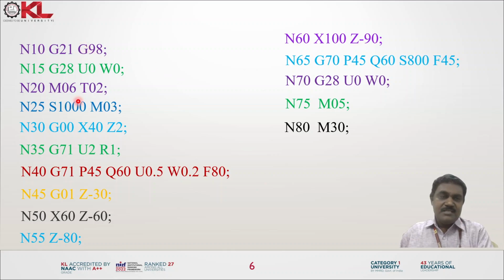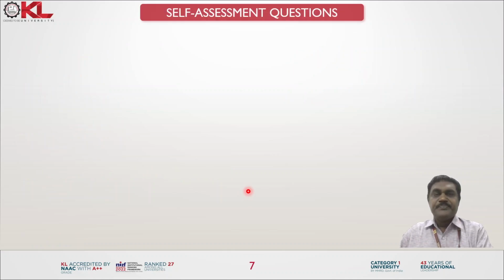So here the first four or five blocks and the last three or four blocks are the same, and the middle ones just change according to the shape of the component. Once you practice, it is easy to write a part program for the multiple turning cycle.